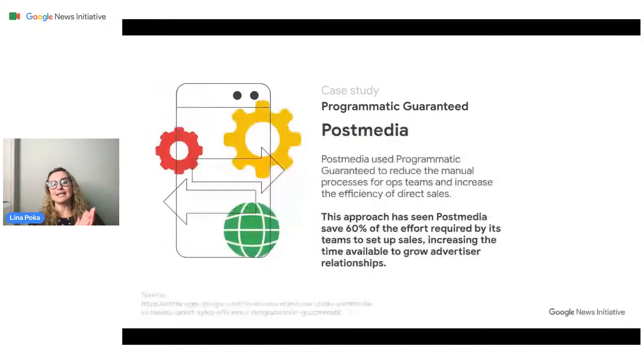We have another case study, and this comes to us from Post Media, a Canadian press agency with correspondents in Canada and Europe as well as in the US. How did they utilize programmatic guaranteed? They utilized it to reduce manual processes for their operations teams, to increase efficiencies, to have those direct sales, and to show the value of programmatic to their advertisers.